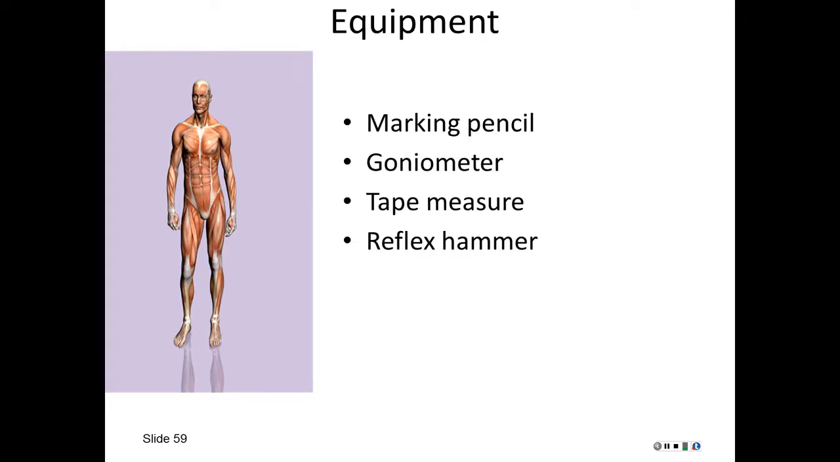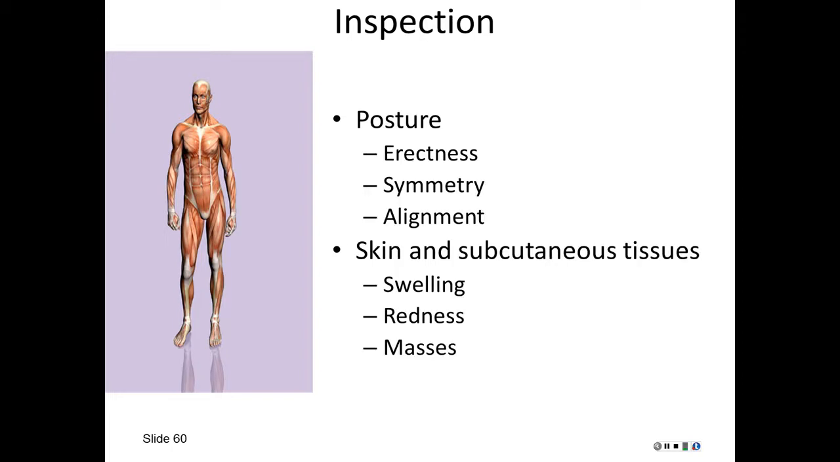Okay, so what do you do for an examination? You look for a marking pencil, a goniometer, tape measure, and a reflex hammer. And you're going to look for the posture for erectness, symmetry, and alignment. And the skin and subcutaneous tissues for swelling, redness, and masses.